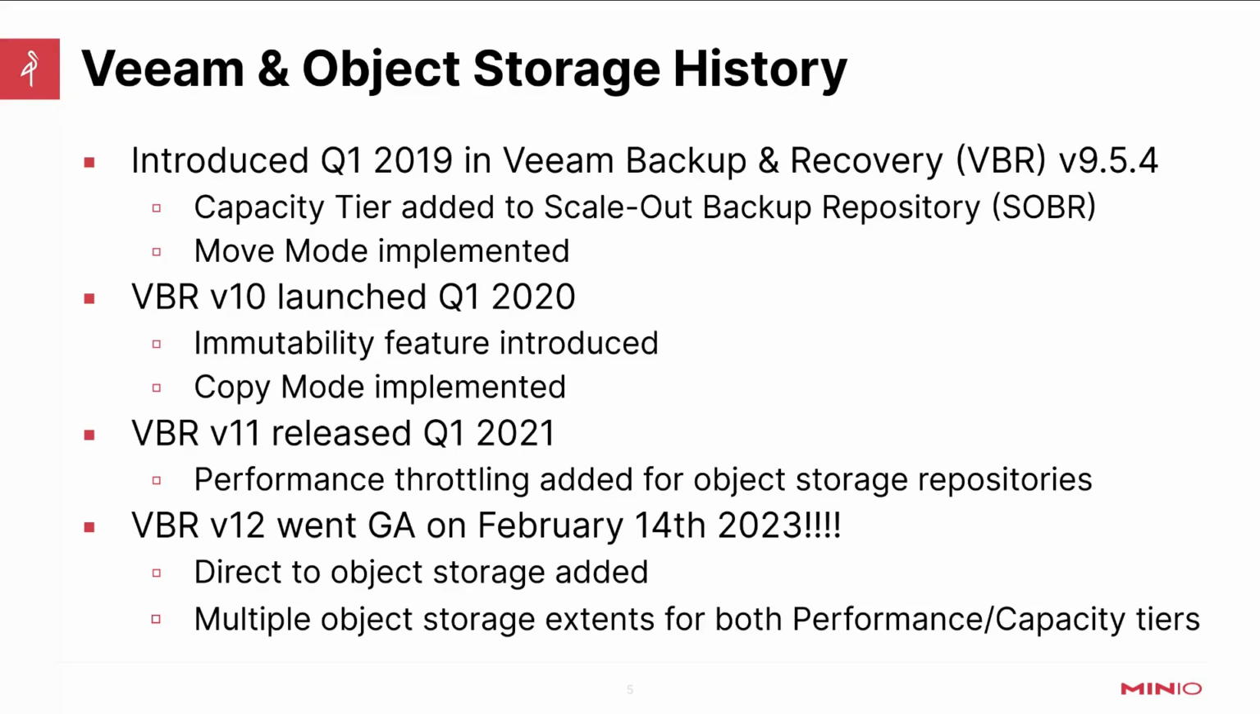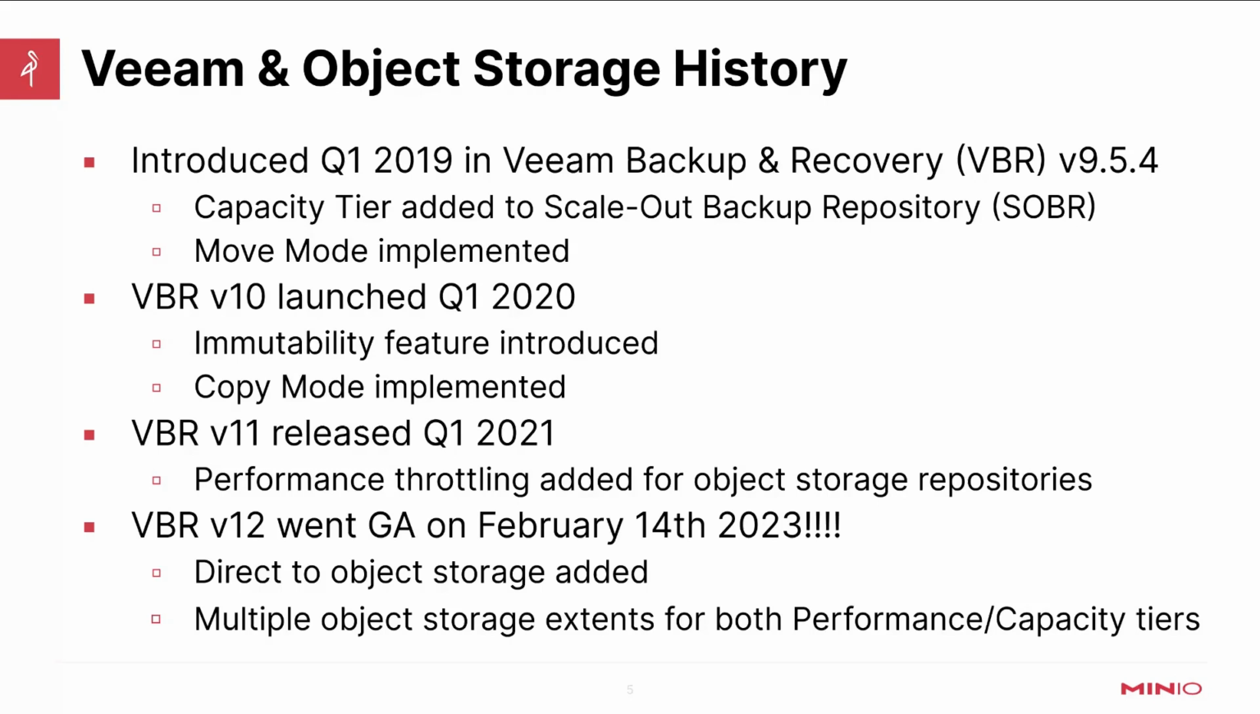Then in version 11, again almost a year later, we introduced some performance throttling because the object storage was getting there performance-wise, but there were still some limitations. So we put in some mechanisms to allow some adjustments in performance. Now, this year, just a little over a week ago, we introduced version 12, and version 12 is direct to object storage. So this is where now you can do almost everything. There are some use cases, we have a slide later to show it, that can't, but the vast majority of what you back up today will be able to go direct to object storage.